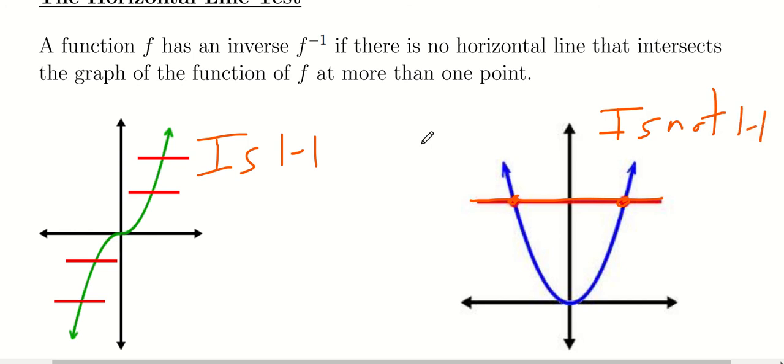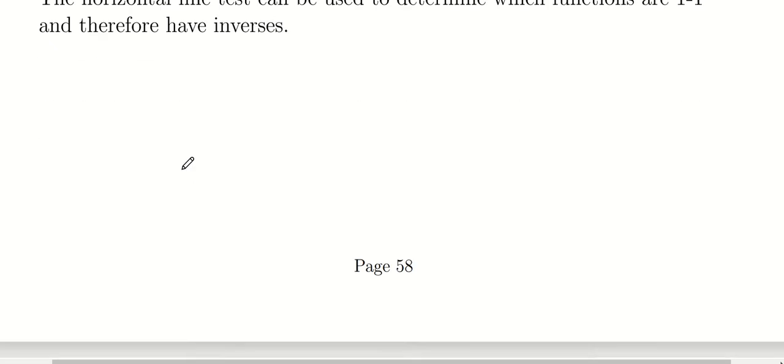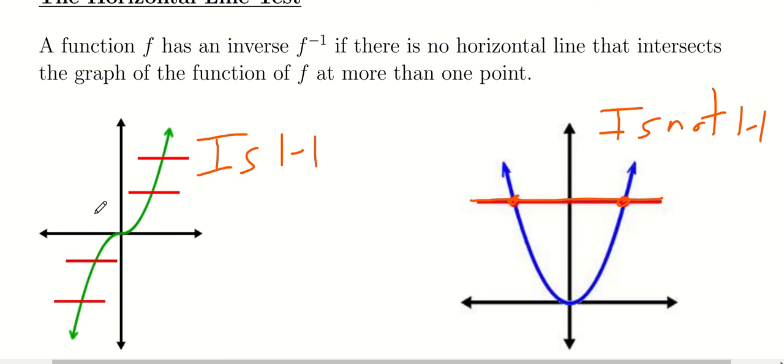The reason why we care so much about one-to-one functions is that it's one-to-one functions that have inverses. Okay, if a function is one-to-one, then it will have an inverse. So according to the horizontal line test, this function, the one that's graphed in green, is one-to-one, and because of that, it will have an inverse. Whereas the graph over here, the graph of x squared, fails the horizontal line test. It is not one-to-one, and therefore does not have an inverse.